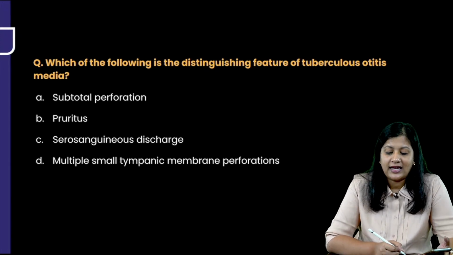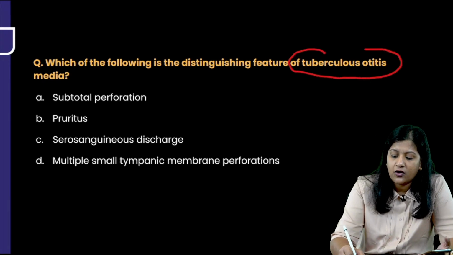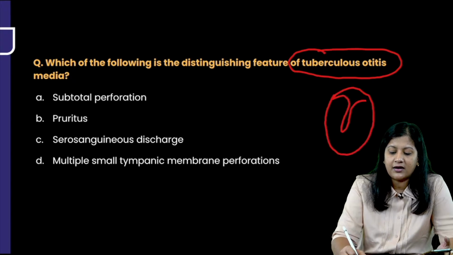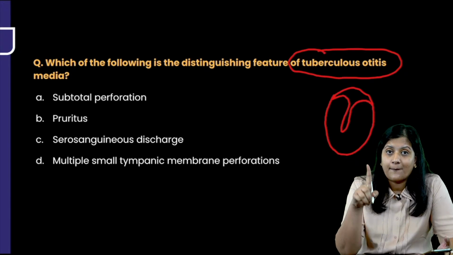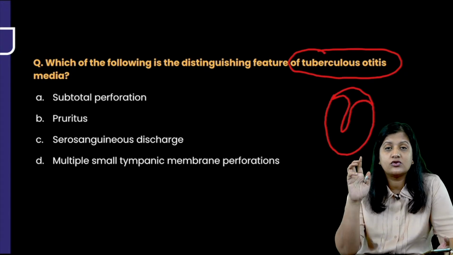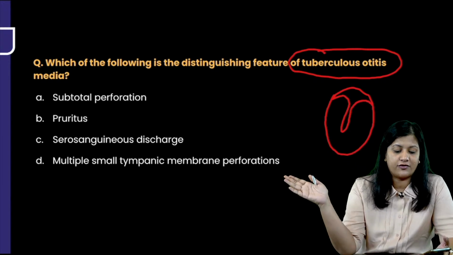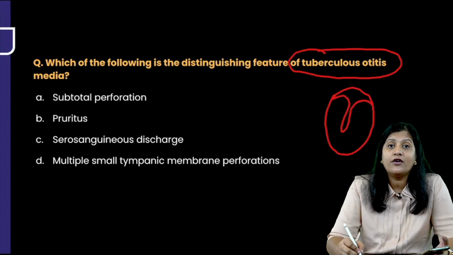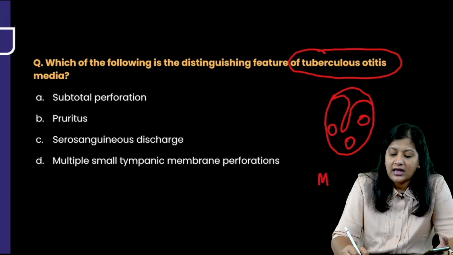Which of the following is the distinguishing feature in a tuberculous otitis media? Again, this is a very common question. They can give you an image-based question with a very typical finding. What is that typical finding in tuberculous otitis media? Do you get a subtotal perforation? Do you get pruritus? Do you get the serosanguinous discharge? Or do you get multiple small tympanic membrane perforations? Now, I'm sure all of you know this and everyone is answering it absolutely right. So I won't waste your time. This is absolutely right. Multiple small perforations is the hallmark of tuberculous otitis media.